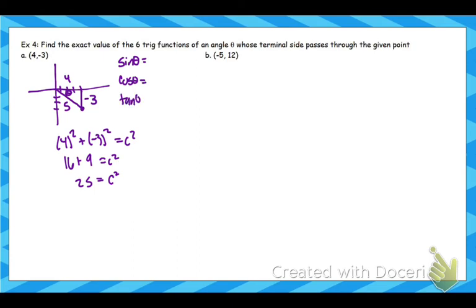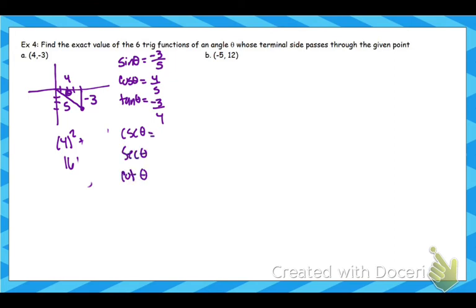Once that triangle is filled in, then I can find those trig functions. We'll start with the 3 that we're used to. Sine is opposite over hypotenuse, cosine is adjacent over hypotenuse, and tangent is opposite over adjacent. Then we can find those reciprocals: cosecant, secant, and cotangent. Cosecant's the reciprocal of sine, hypotenuse over opposite. Secant's the reciprocal of cosine, hypotenuse over adjacent. Cotangent is adjacent over opposite.